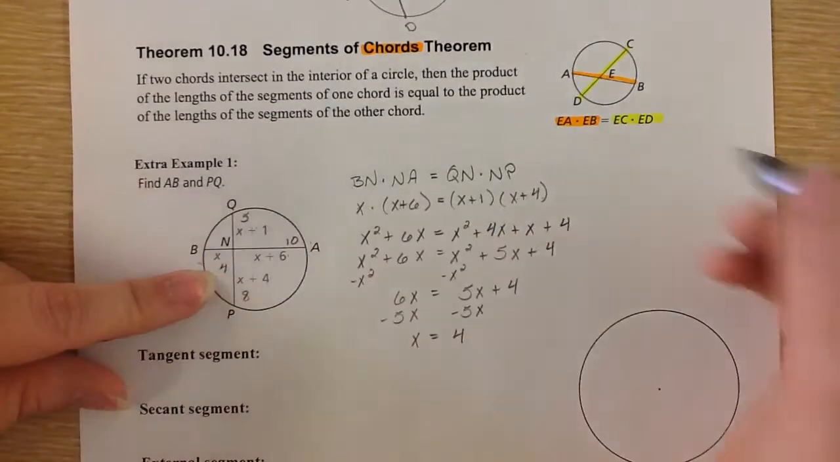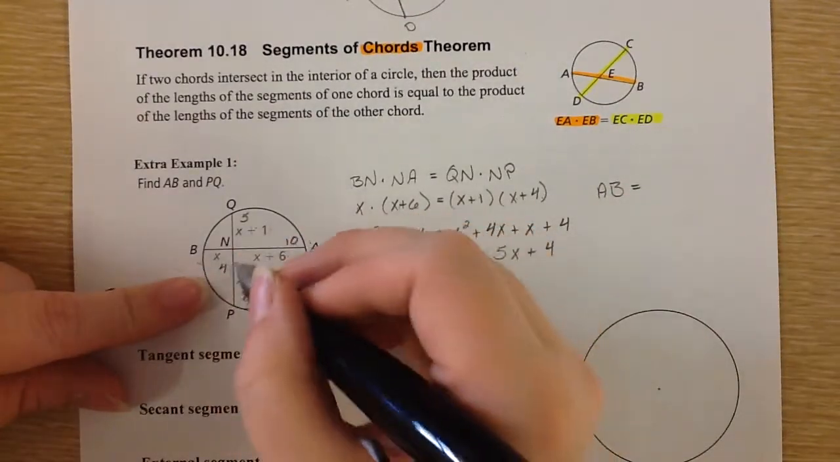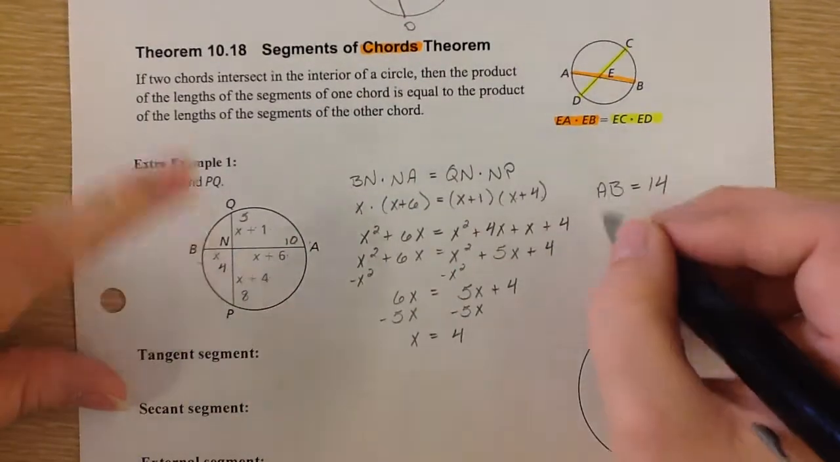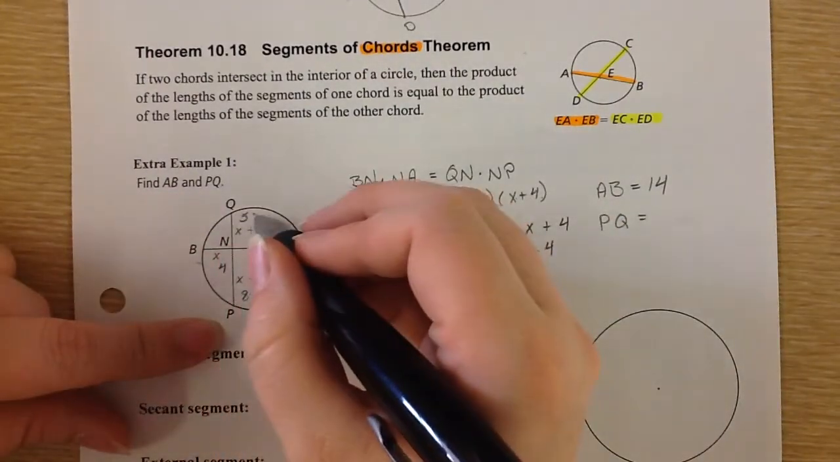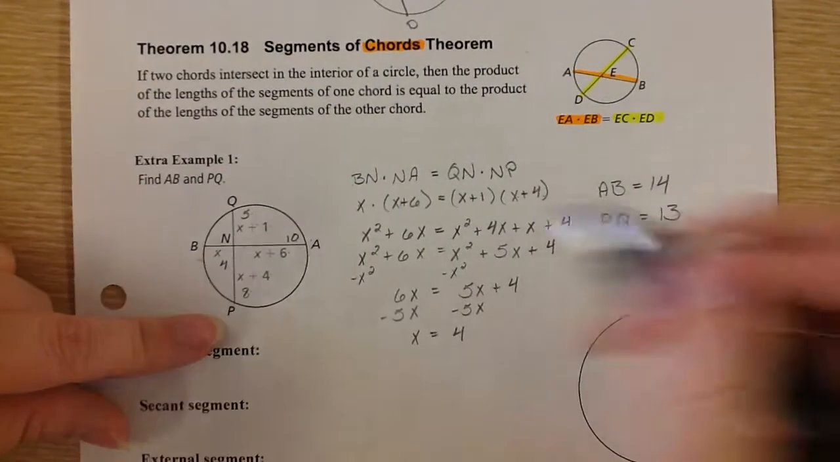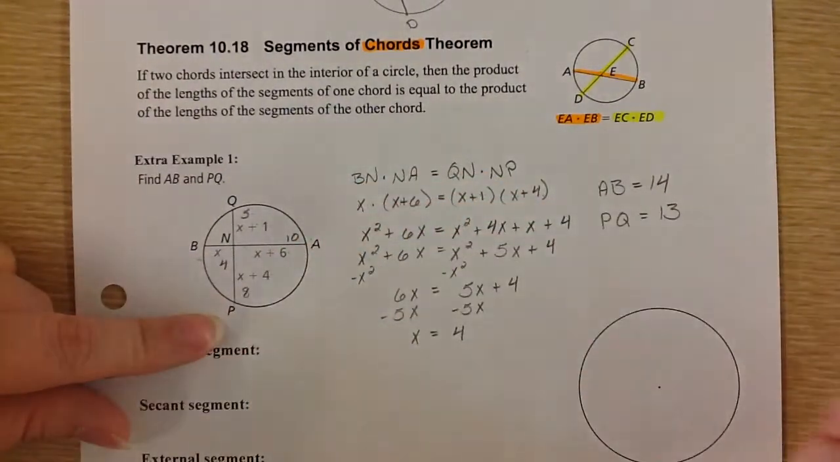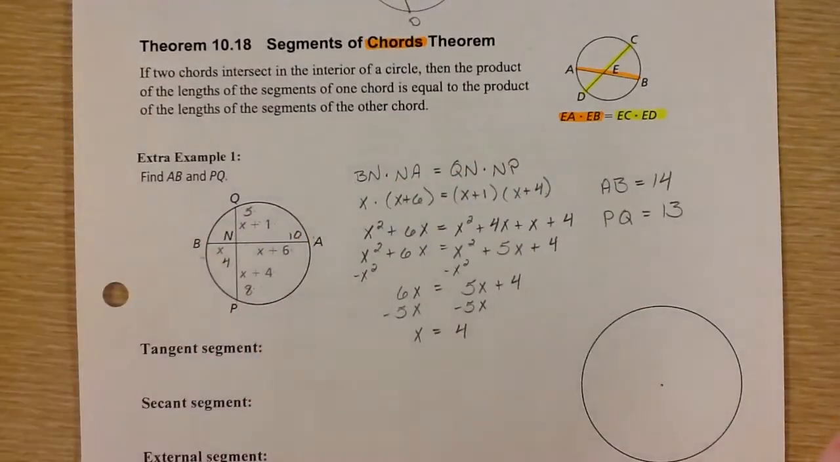So we need to find AB. The distance from A to B would be 10 plus 4, which is 14. And the distance from P to Q would be 8 plus 5, which is 13. If you notice, these chords are not congruent, but the products of the segments of those chords are equal.